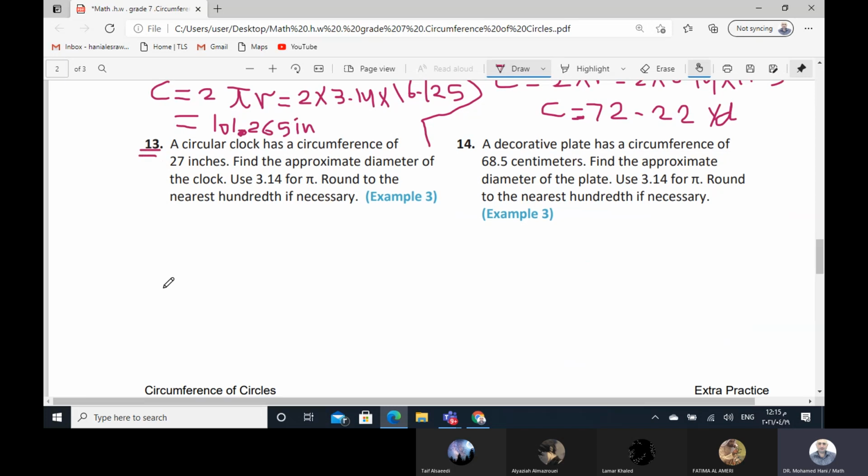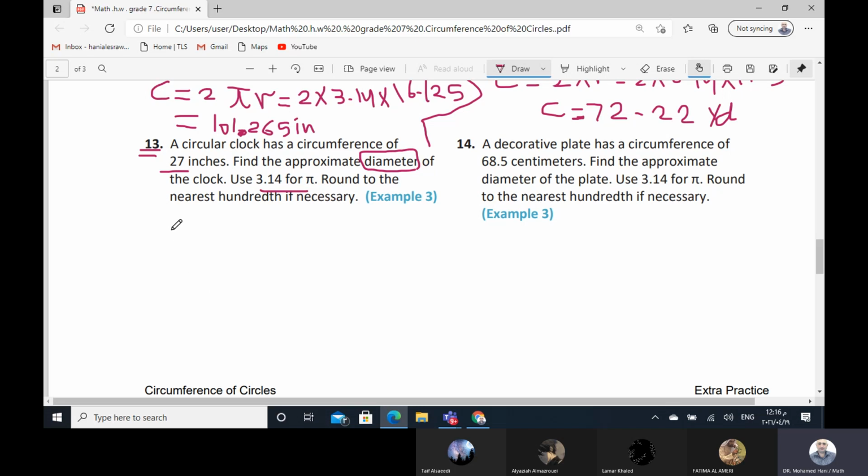Okay, Lamar, can you read number 13, please? A circular clock has a circumference of 27 inches. Find the approximate diameter of the clock. Use 3.14 for pi. Round to the nearest hundredth if necessary. Great, thank you. Now we have the circumference. We know the circumference, and we know the pi, and we want to find the diameter.